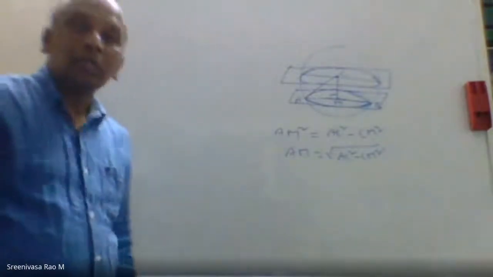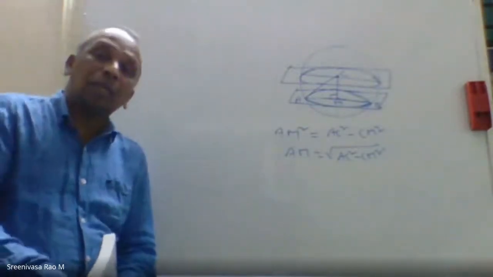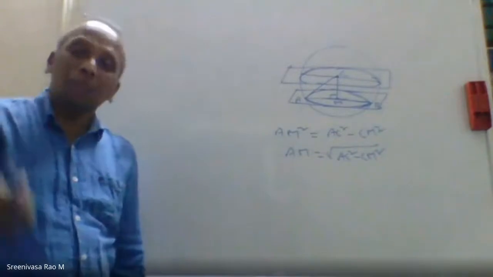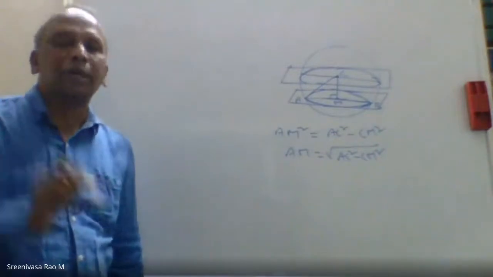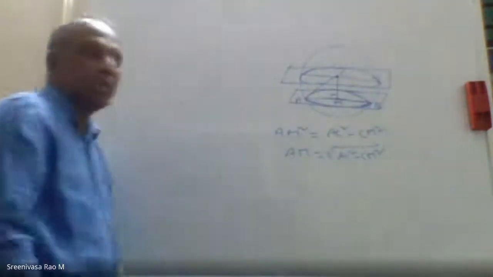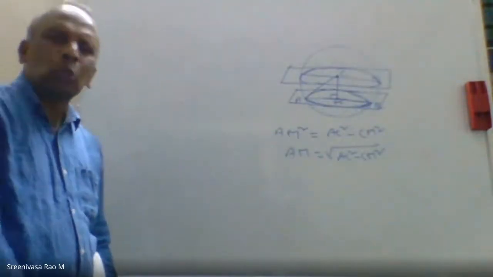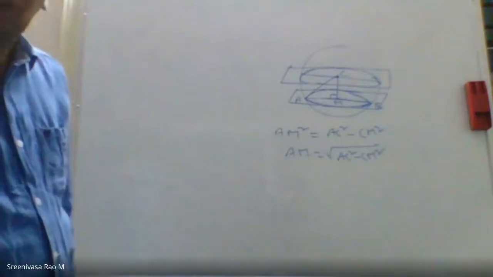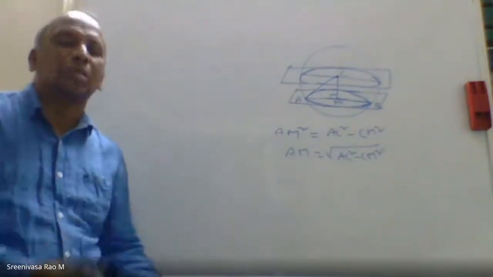Even the center of the circle and the center of the sphere should be the same, and even the radius should be the same. That is called a great circle. When the plane cuts like this, it's a great circle. So remember, the intersection of a plane and a sphere is a circle.